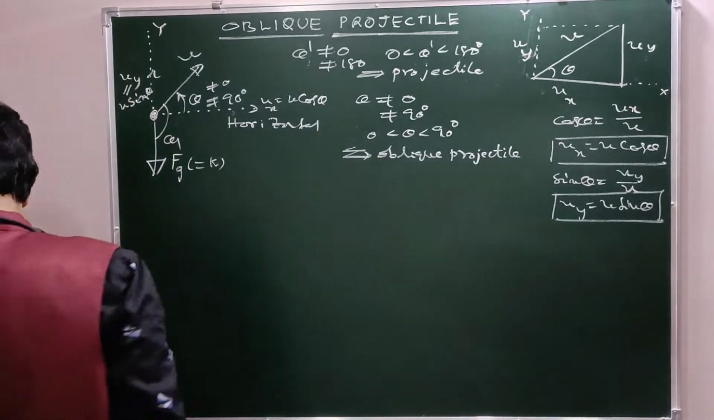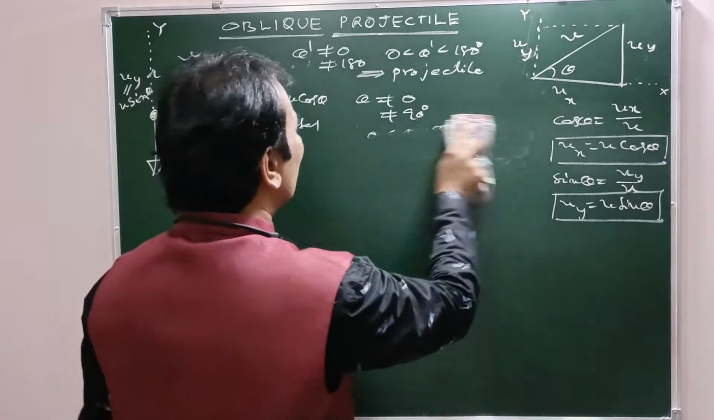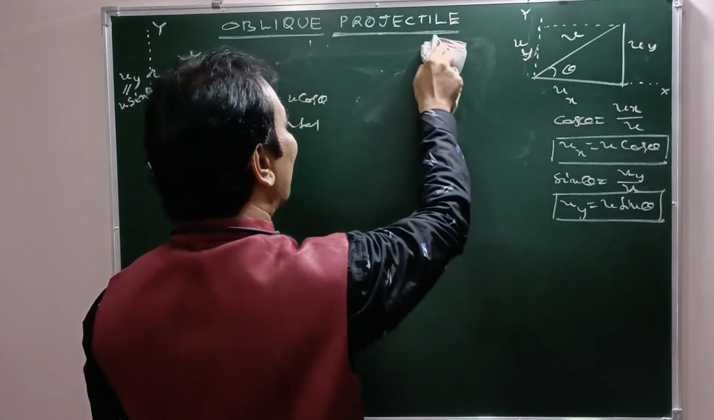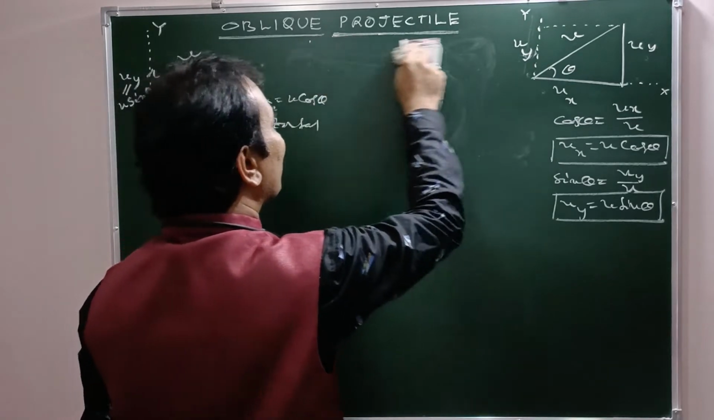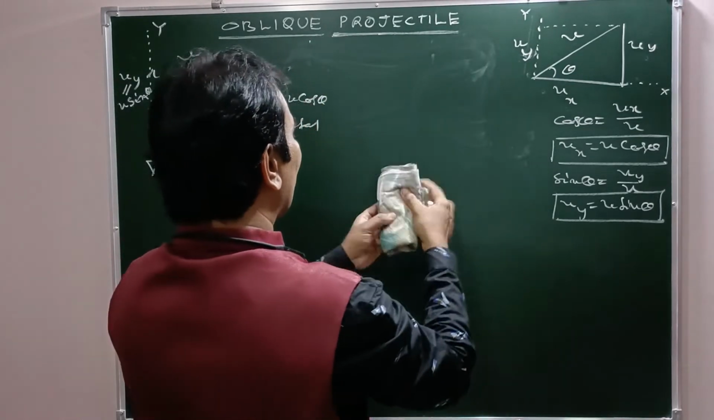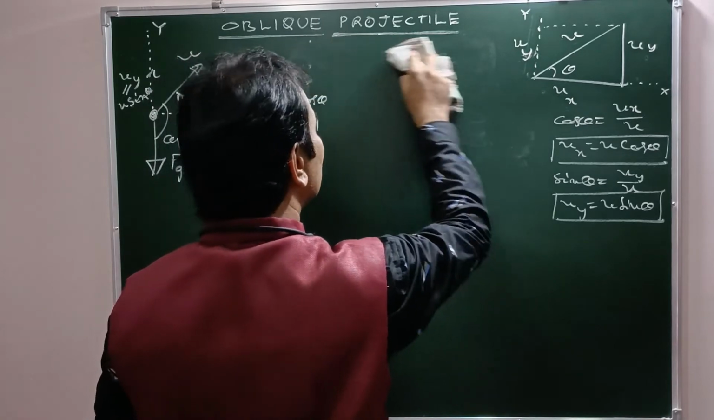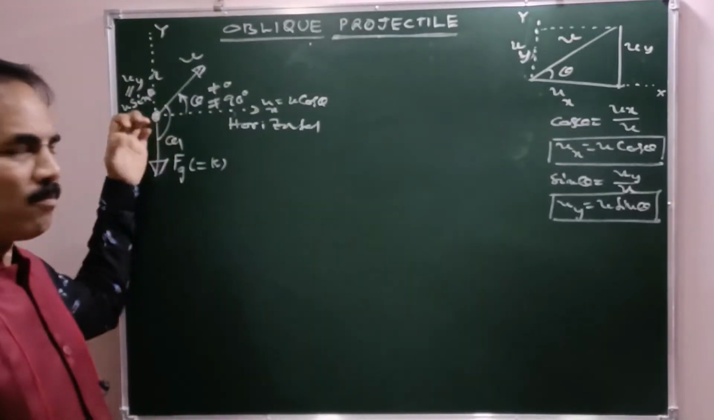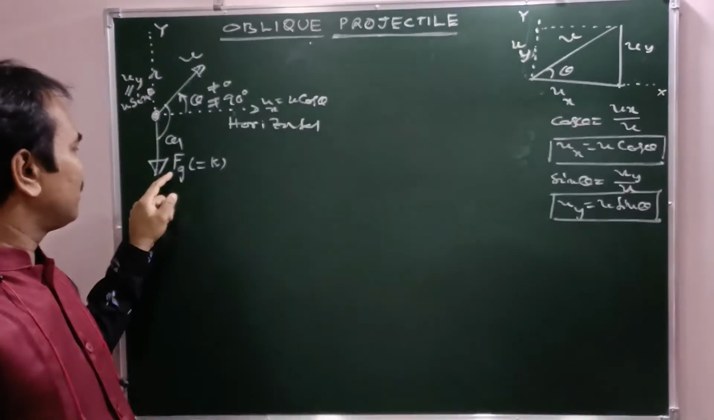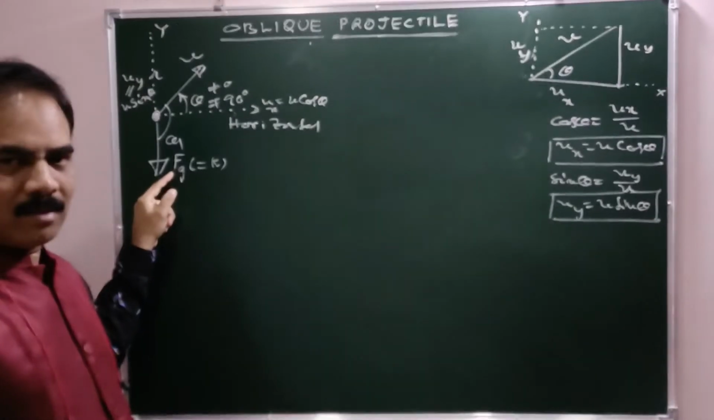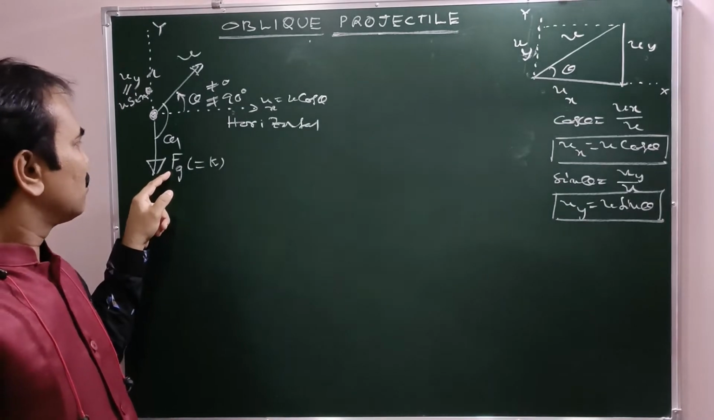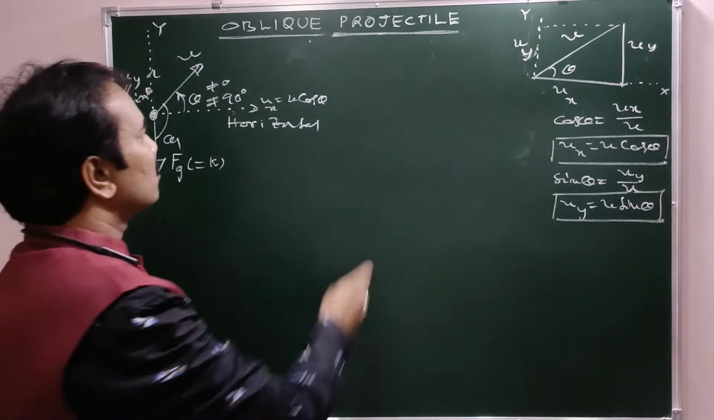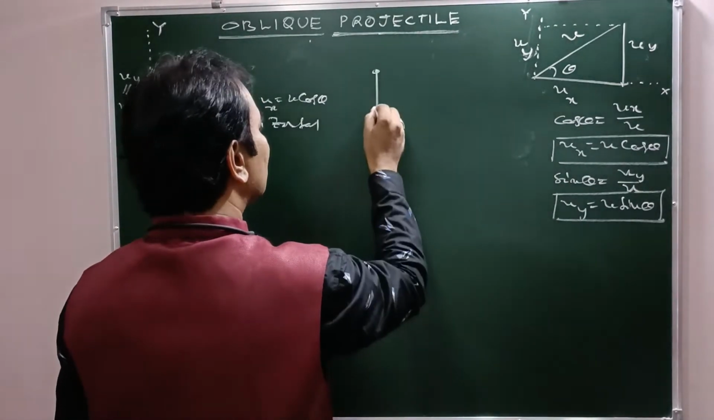Now here, what about acceleration due to gravity? What is the direction of the gravitational force? Every body is pulled by earth towards its center. So this body is also pulled by earth towards its center. So this is the direction of gravity, or gravitational force. Acceleration due to gravity also acts in the same direction, that is downwards. So your g is downwards.